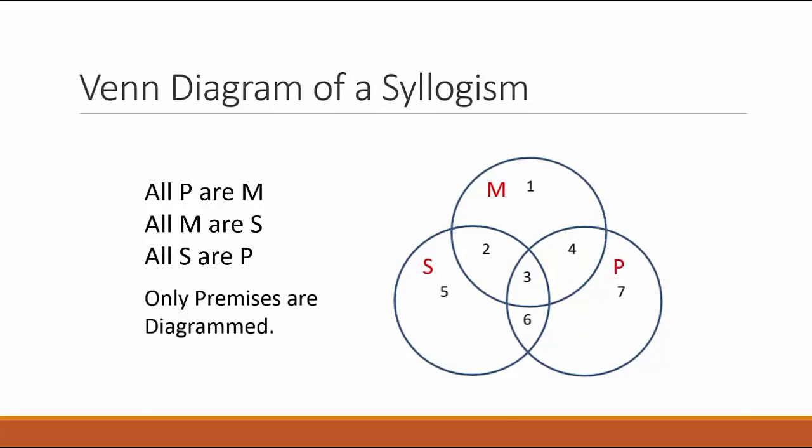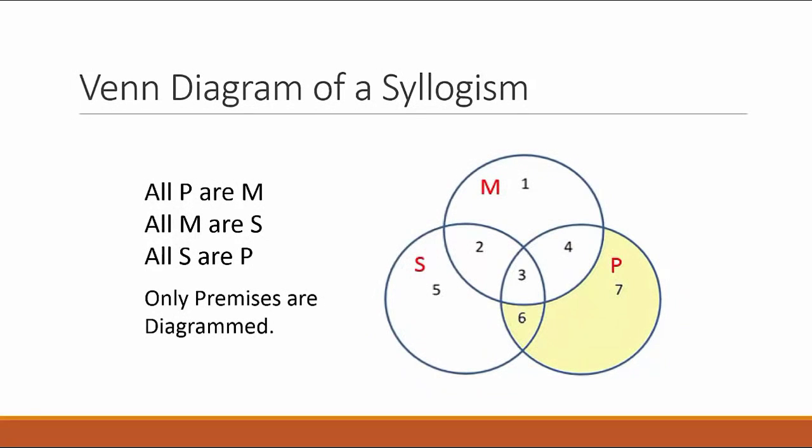The conclusion is never represented in a Venn diagram of a syllogism, since the conclusion of a valid syllogism is the result of the premises. The conclusion is what the Venn diagrams should say after we diagram the premises of a valid argument. Although the conclusion isn't diagrammed, remember that the subject and predicate terms of a syllogism are determined by the conclusion.